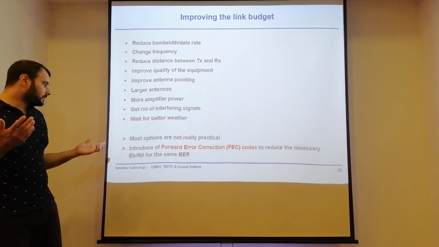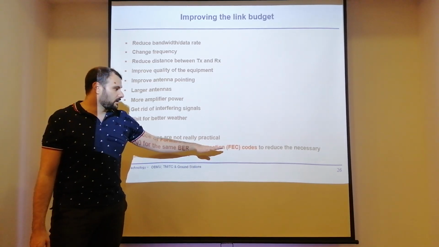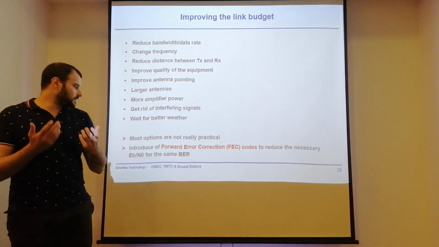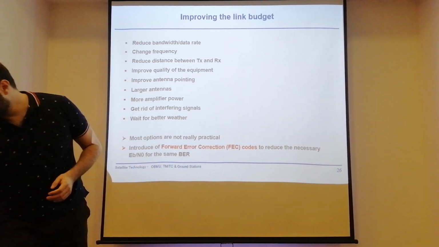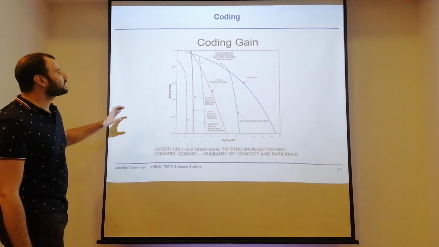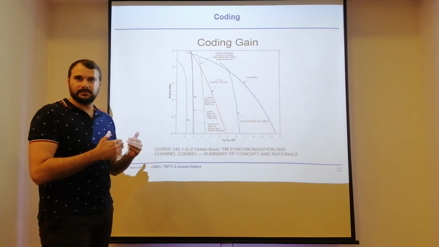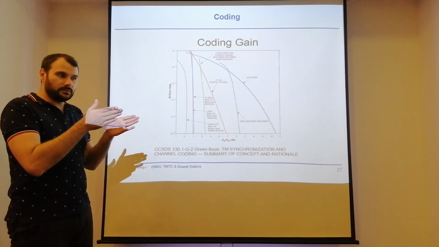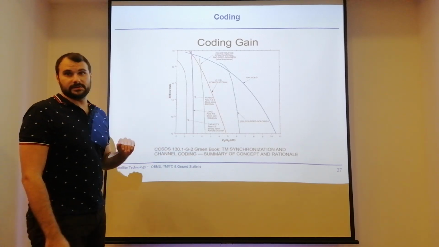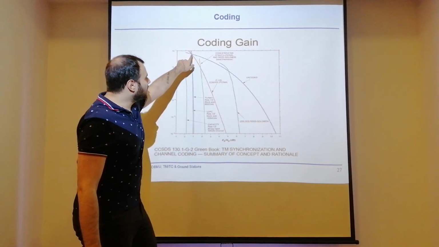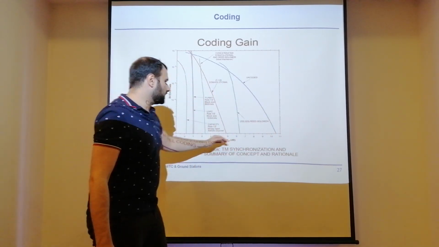What to do? Well, an easy solution here is to introduce forward error correction, FEC, which are codes to reduce the necessary Eb/N0 for the same bit error rate. And this so-called coding gain is, of course, costing you some data rate. So the effective data rate is lower than before, but you are less prone to external influences. And you can see here the uncoded, this is the bit error rate over the Eb/N0.